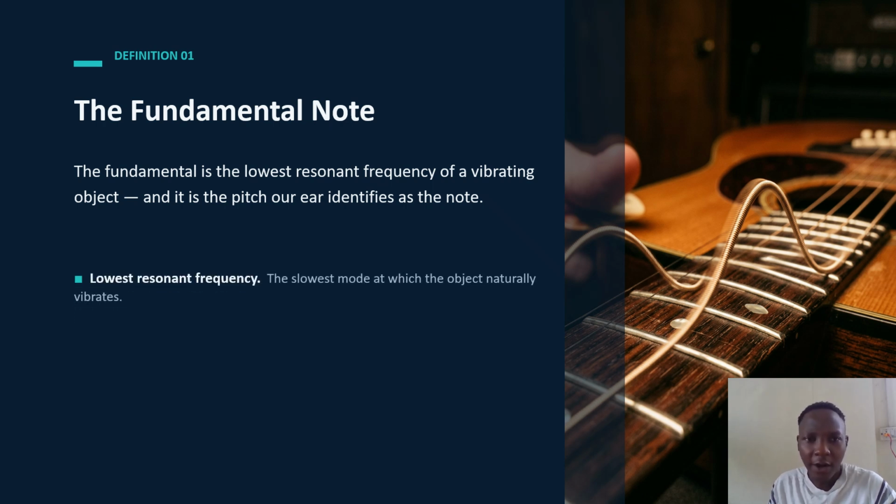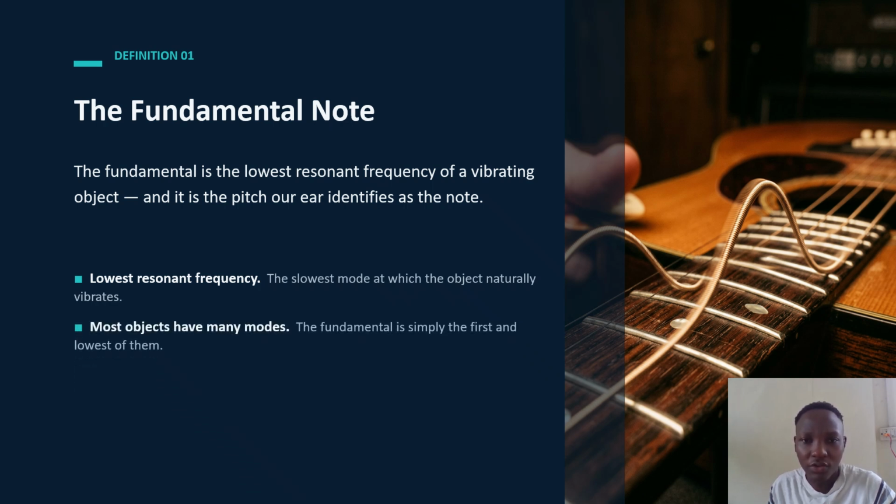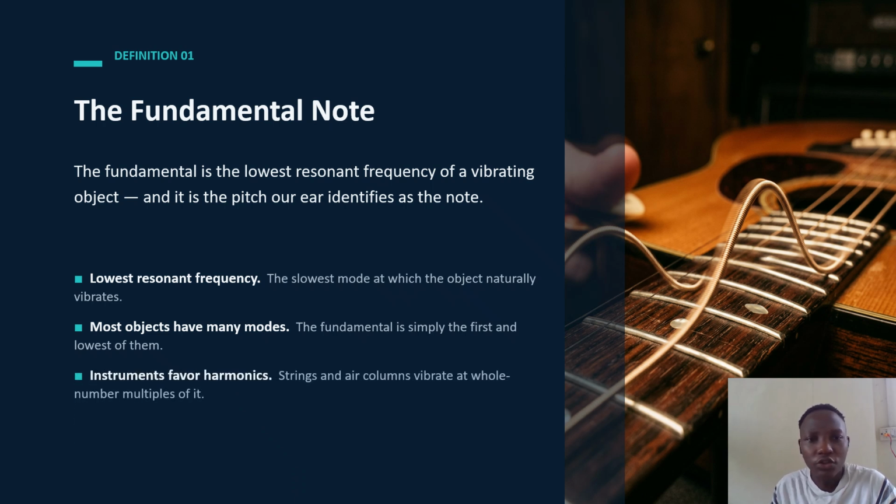The lowest resonant frequency is the slowest mode at which the object naturally vibrates. Most objects have many modes, as we said, for example the plucked string, the open cylindrical air column and the conical air column. The fundamental is simply the first and the lowest of them. Instruments favor the harmonics, as we said: strings and air columns vibrate at whole number multiples of it.